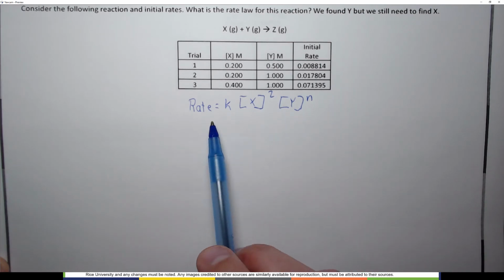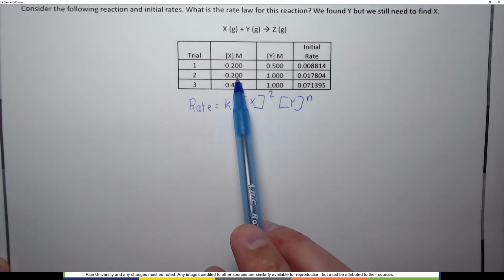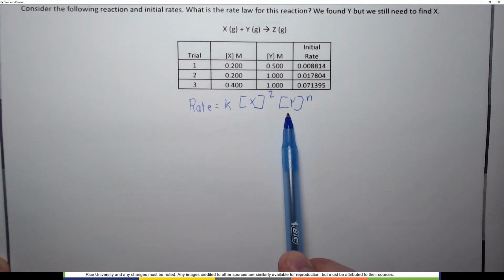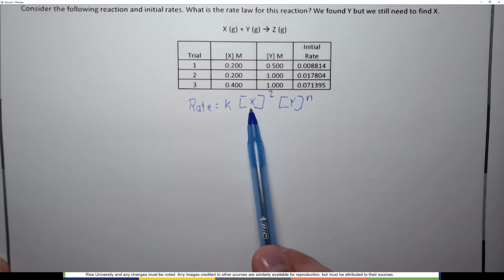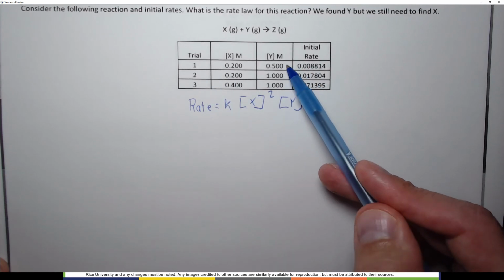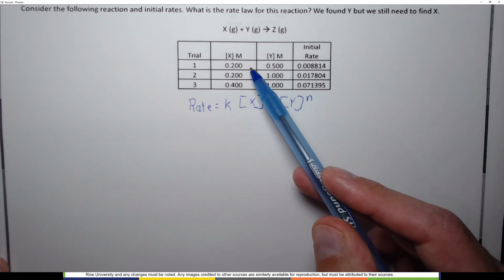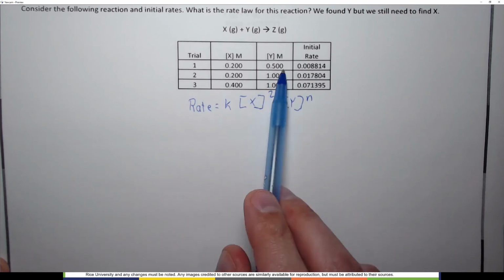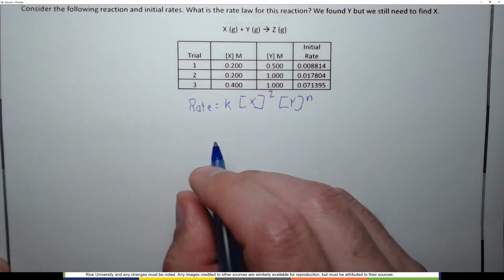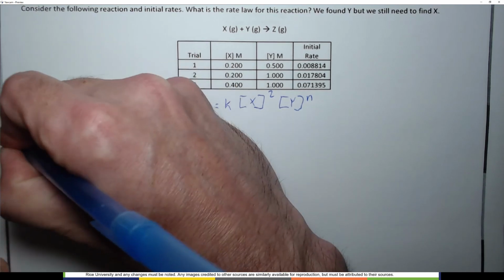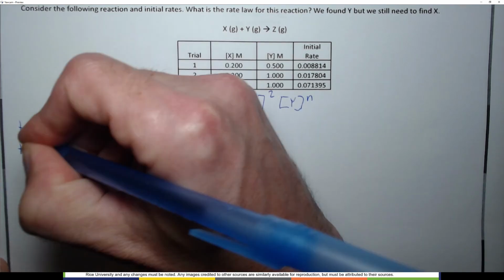So how do I decide which 2 trials that I want to compare in order to find n? Well, n is related to y. So I want trials where y changes and x doesn't. And if I look at trial 1 and 2, the concentration of y between trials 1 and 2 is doubled. And the concentration of x between trials 1 and 2 is constant. This is perfect. This is the exact thing that I want. So I'm going to pick trial 1 and trial 2 to compare.